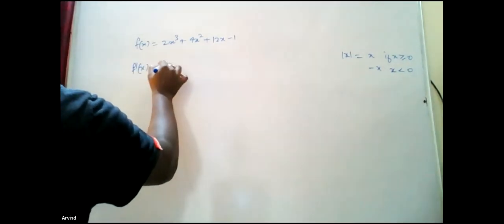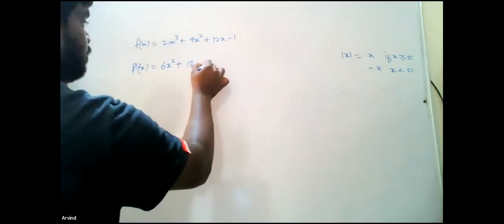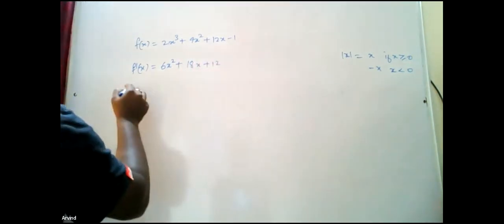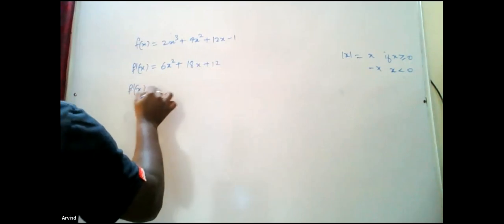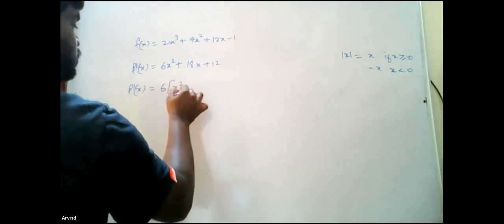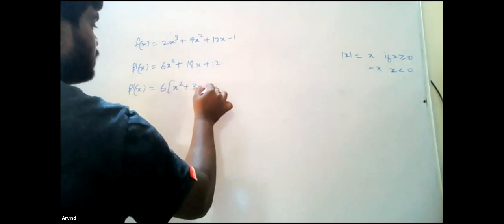F dash of x will become 6x square plus 18x plus 12. If you observe carefully, 6 is common to all terms. So we'll be left with 6 into x square plus 3x plus 2.